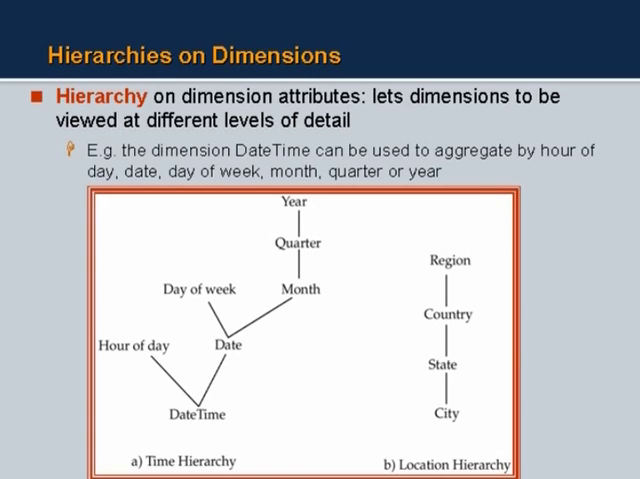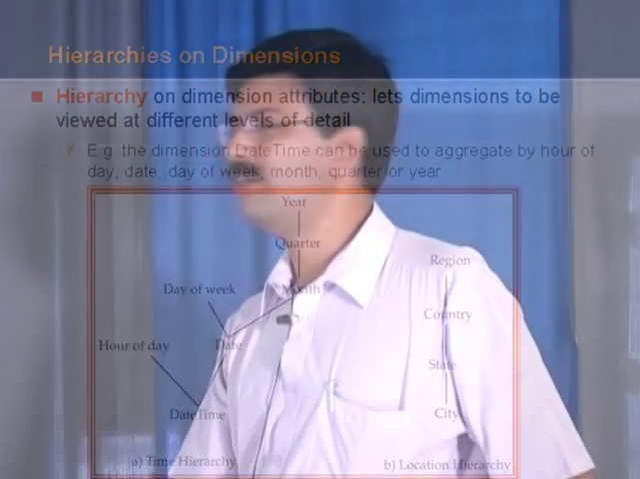Another hierarchy here is the location: city, state, country, and region maybe. In fact, if you are within India, you'd probably look at city, state, region, and then country. And then maybe if you're an international company, you may have an international region. So what exactly it is depends on your organization.